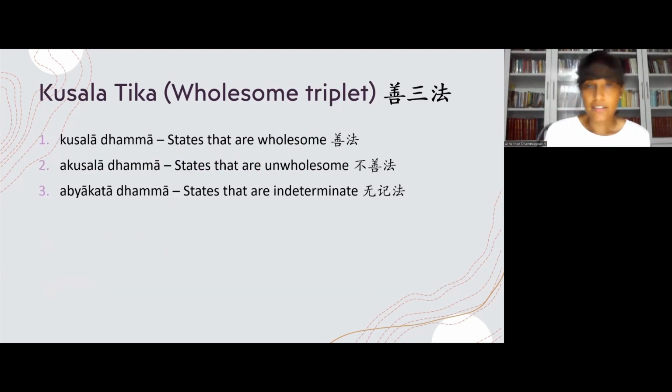The Kusala Tika has 3 terms, as we mentioned before. The first term is Kusala Dhamma, meaning states that are wholesome. Akusala Dhamma, states that are unwholesome. And Abyakata Dhamma, states that are indeterminate.